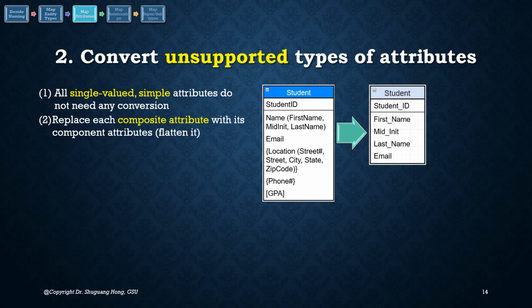Another choice is to merge all components into a single field, for example, merging first name, mid-name initial and last name into a single field in the table. The main difference between creating separate fields and merging into a single field is that separate fields allow us to sort the data by each component field, like sorting all students by their last name. But merging them into a single field would lose such flexibility.